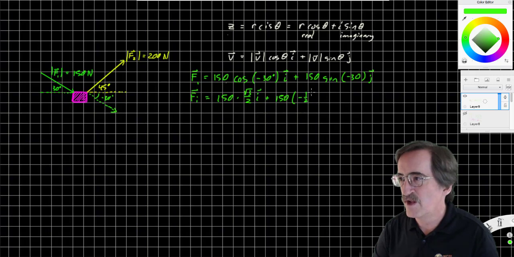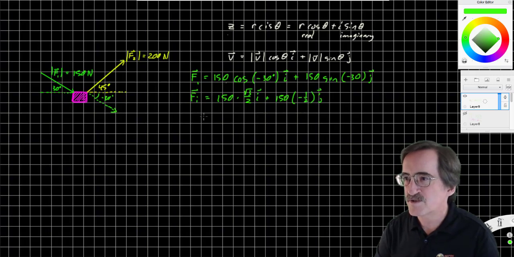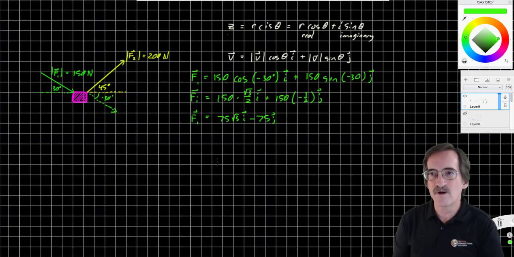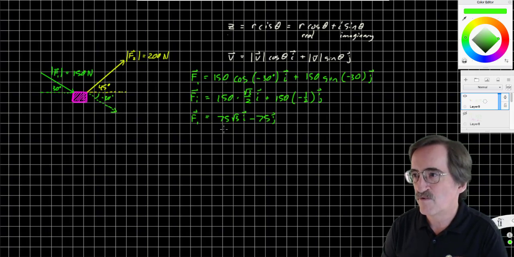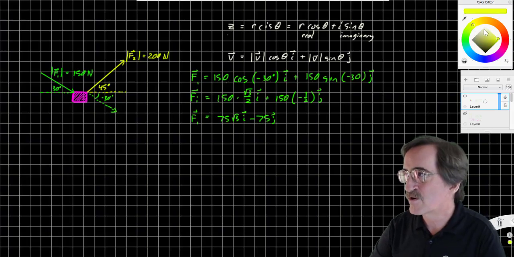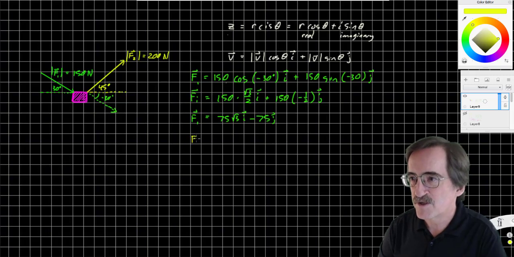Yeah, that's negative 1/2 times j. And once again, vector F1, force 1, is 150 divided by 2, 75 root 3 i, plus 75, or minus 75 j. And so we've expressed F1, force 1, the force of pushing, as a vector in component form: 75 root 3 i minus 75 j. Okay, let's do the same for the other one without going into as much detail.